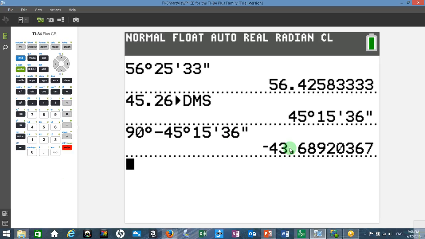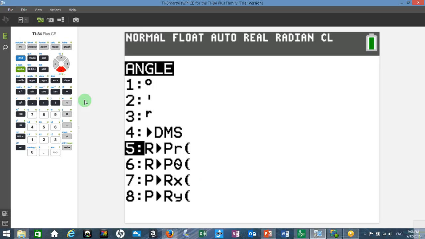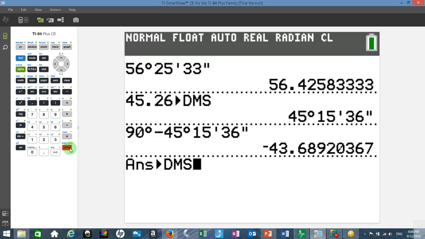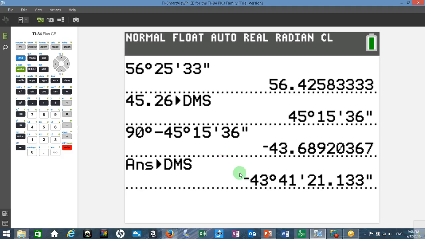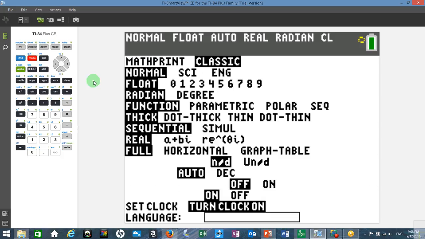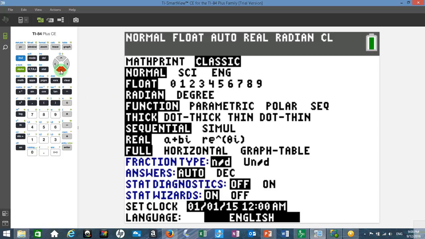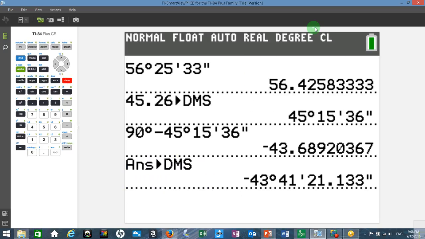And if you want to change it to degrees, minutes, seconds, you hit second, answer, second angle, and go down to degrees, minutes, seconds. Now the reason I'm getting negative 43 is, I think, yeah, the calculator's in radian mode. I thought I changed that, but it's not. So go up here to mode, go down until you get to degree, move over, and hit enter. Okay? And once you do that, you should be good. See, now you're in degree.